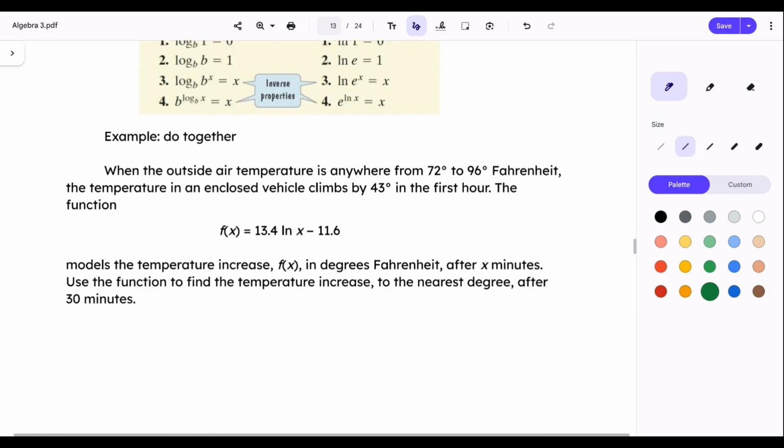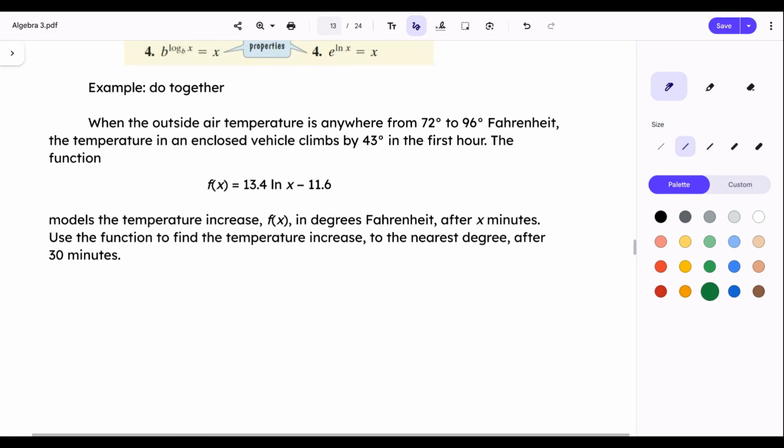So for example here, when the outside air temperature is anywhere between 72 degrees to 96 degrees Fahrenheit, the temperature in an enclosed vehicle climbs by 43 degrees in the first hour. The function f of x equals 13.4 times ln x minus 11.6 models the temperature increase f of x in degrees Fahrenheit after x minutes. Use the function to find the temperature increase to the nearest degree after 30 minutes. So where are we going to put 30 in our equation? Yes, it's going to go in for our x.